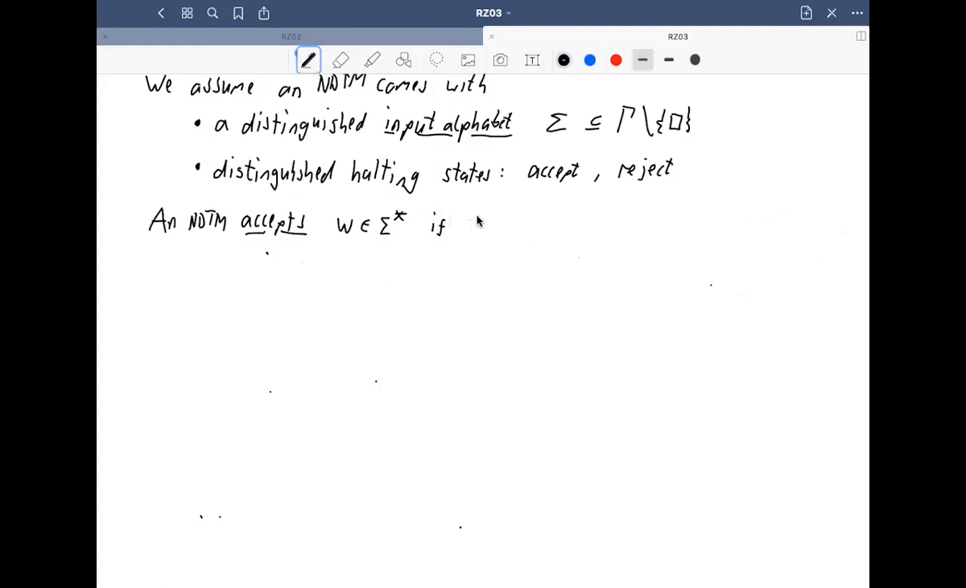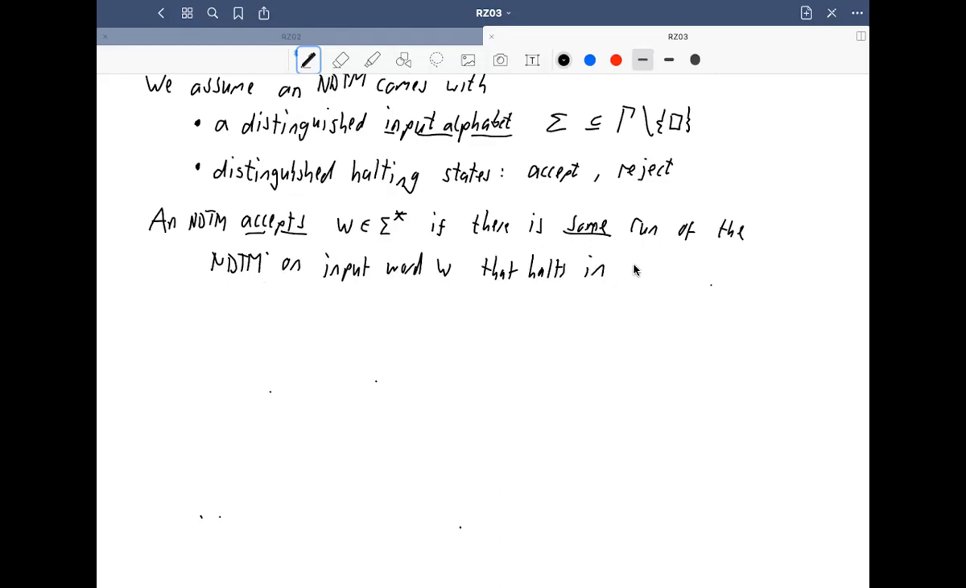So if there exists, in other words, some run of the NDTM on input word W that halts in the accept state.